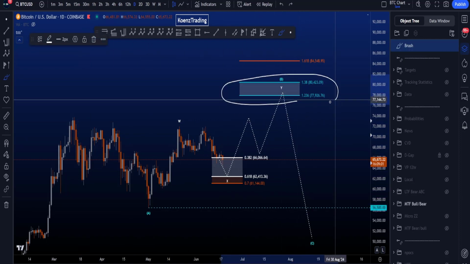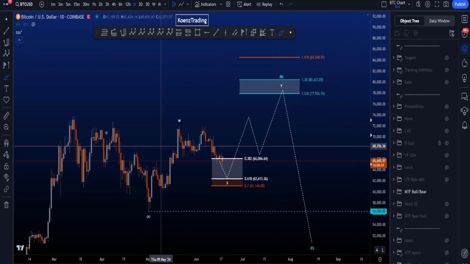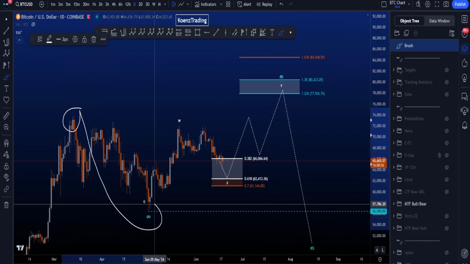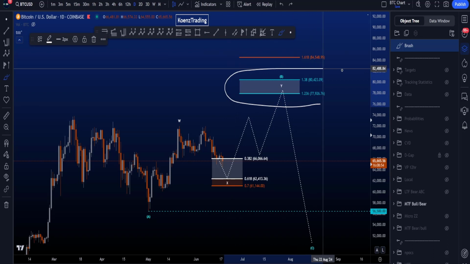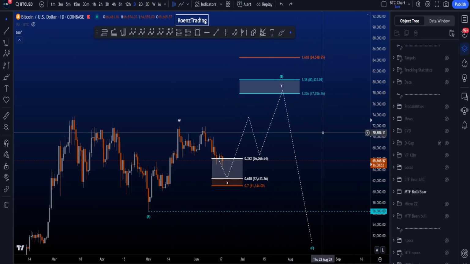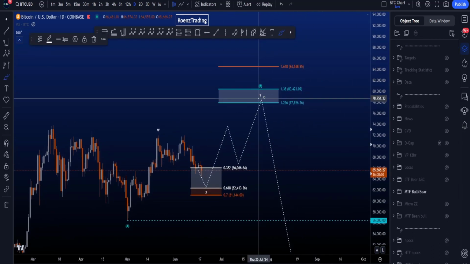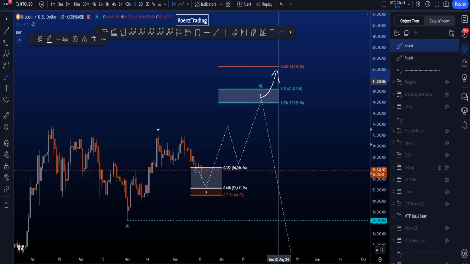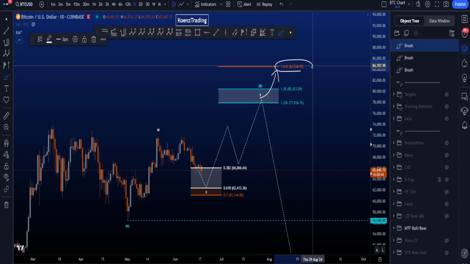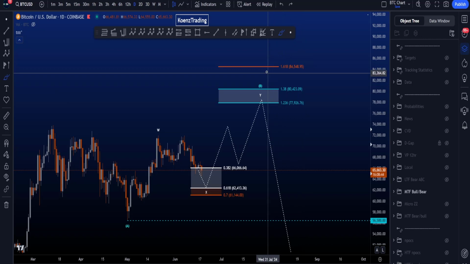Most common target for B is between the 1.236 and the 1.38 Fibonacci, taken from the start to the end of A, giving you a target between 77.9k and 80.4k. If price moves to the upside and touches the 1.618 at 84.6k, the probabilities will increase for continuation.